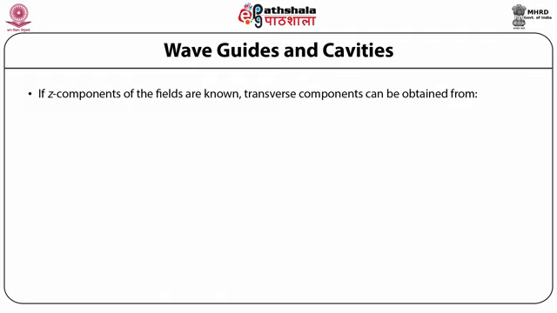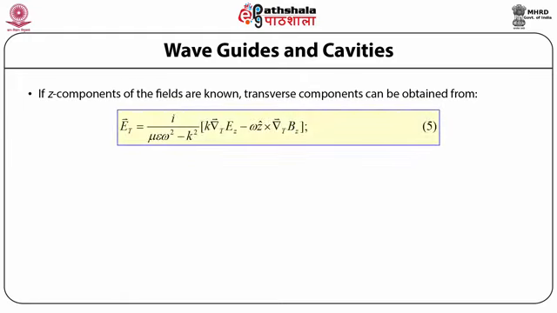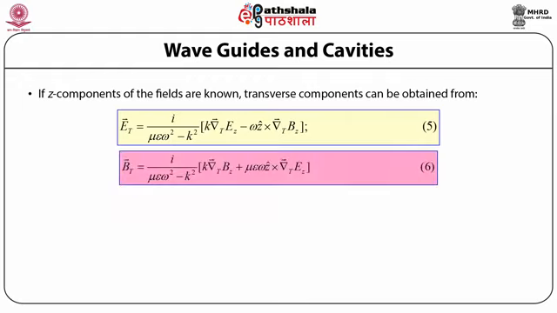So using the above equations that we have defined, we can write the transverse component of the electric field vector as i upon (mu epsilon omega squared minus k squared) times [k times the transverse component of the del operator acting on the z component of the electric field, minus omega times the unit vector z cross the transverse component of the del operator acting on the z component of the magnetic field induction Bz].